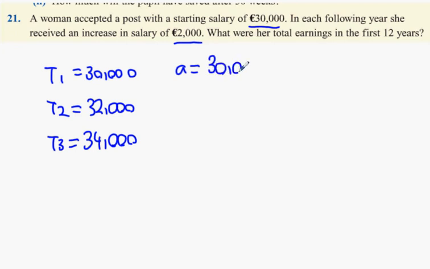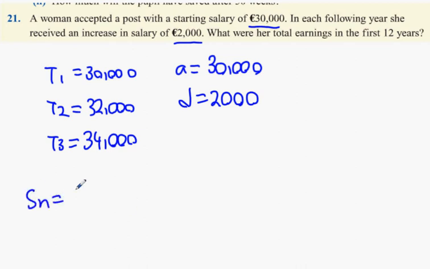What's the D value? Okay, are we looking for T12 or S12? Can somebody explain the difference between T12 and the S12? What does T12 stand for? How much did you, in the context of this question, how much did you make in the 12th year only? And S12 is how much money did you make in the last 12 years? So we're looking for S12.